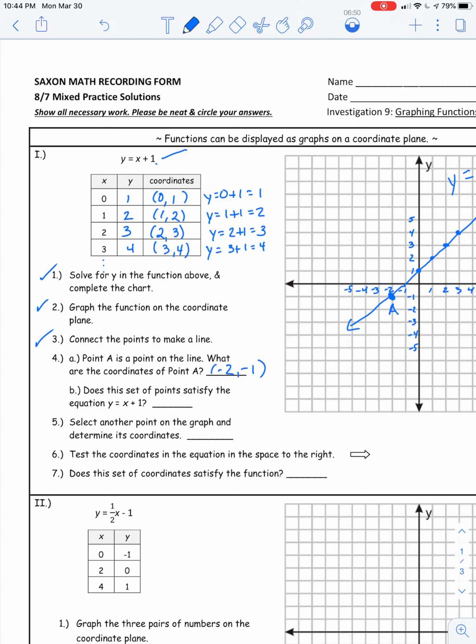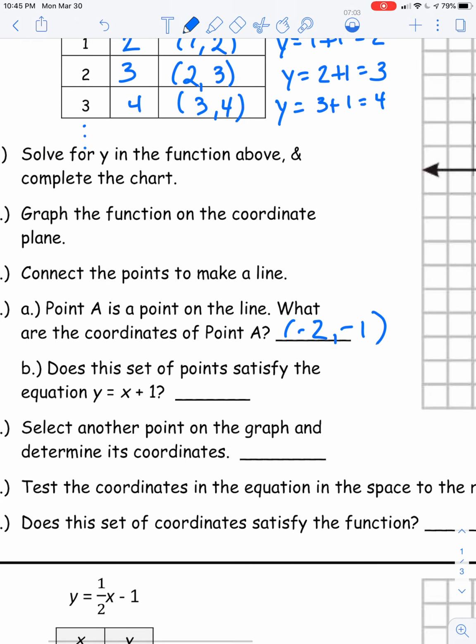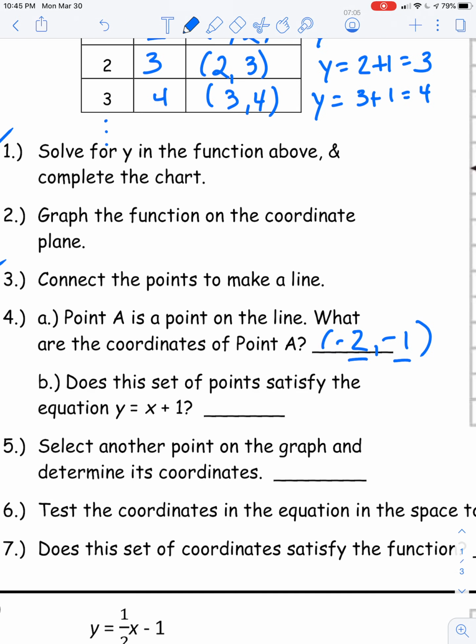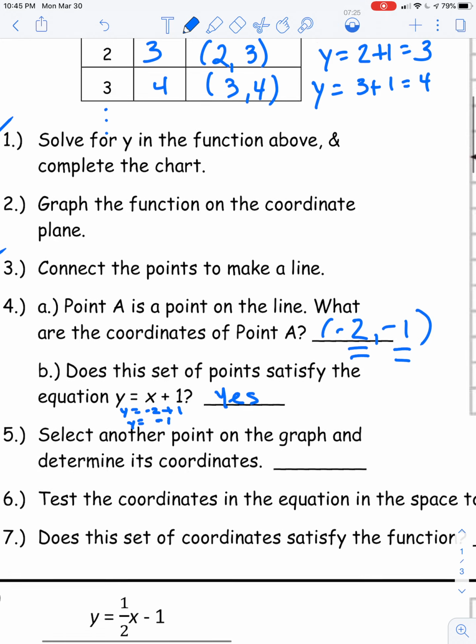So what we're being asked here is, okay, it looks like point A is sitting at -2, -1, but we want to prove that that actually does satisfy this equation. So we're simply going to take this y equals x plus 1, and we're going to plug these values in for x and y. So we have y equals -2 plus 1. And what is -2 plus 1? It's -1. So y equals -1. Is that what we said happens? So when x is -2, y is -1. So yes, those points do satisfy the equation.